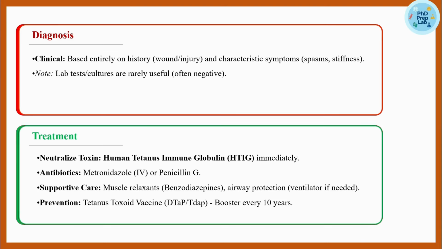So the treatment includes human tetanus immune globulin, HTIG, which is to be given immediately, certain antibiotics, and other things like getting a booster of the tetanus shot every 10 years. So these are some preventions that you can follow.